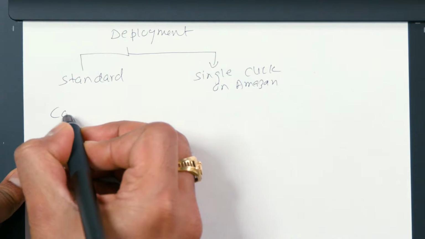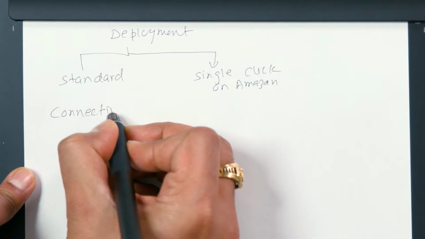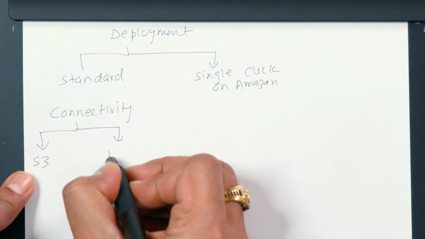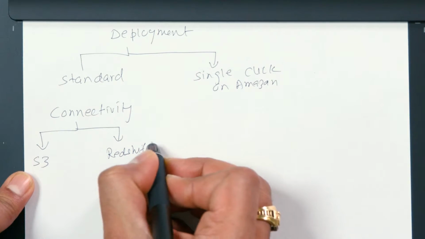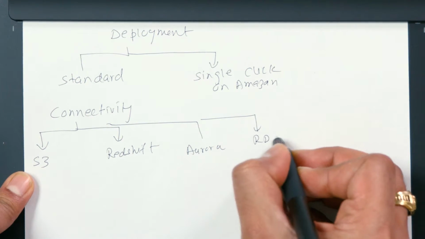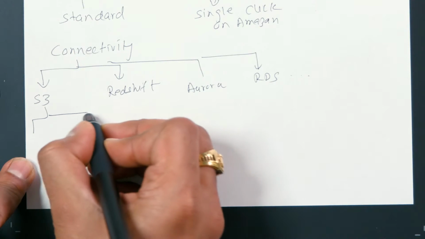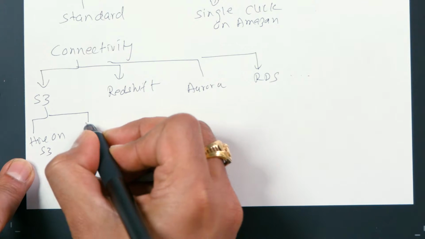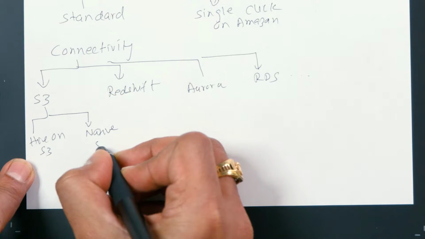Now let's talk about connectivity. Informatica Big Data Management can help our customers to bring data to Amazon S3, which is the object store of Amazon. We can also connect to Amazon Redshift. We can connect to Aurora as well as Amazon RDS. When we talk about S3, there are multiple ways of connecting to S3. We offer Hive on S3, which is a Hive layer on top of S3, as well as our own native S3 connector.